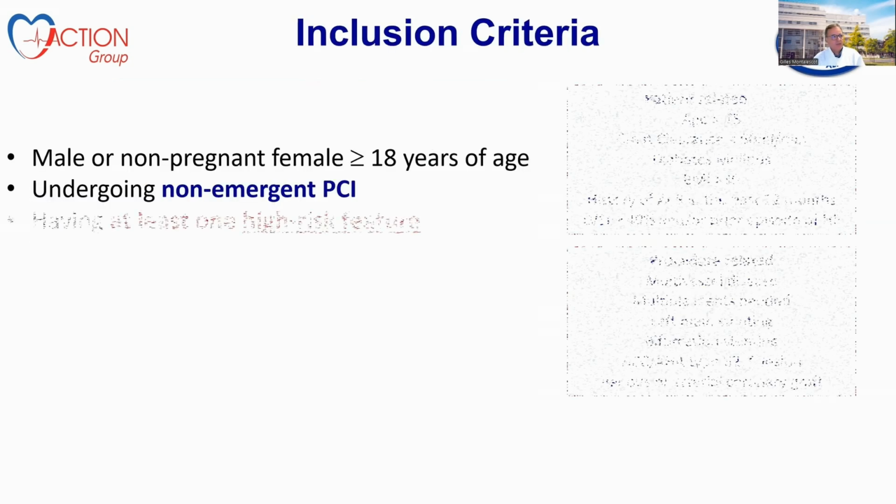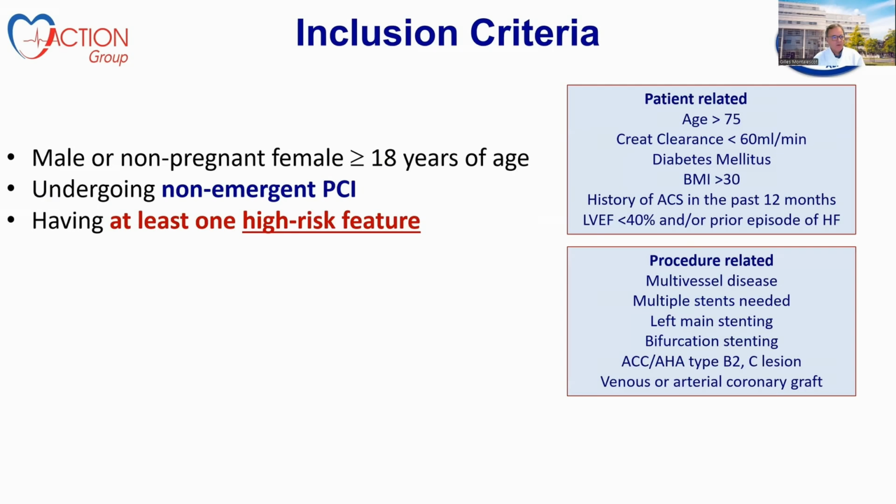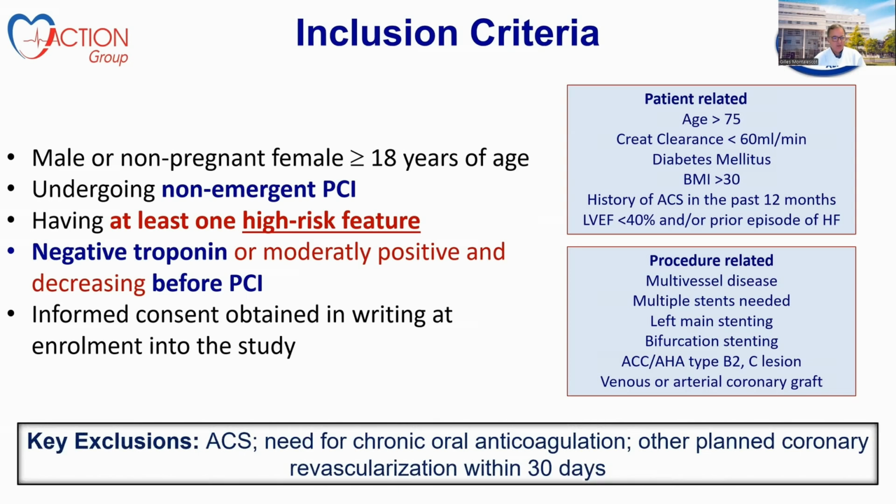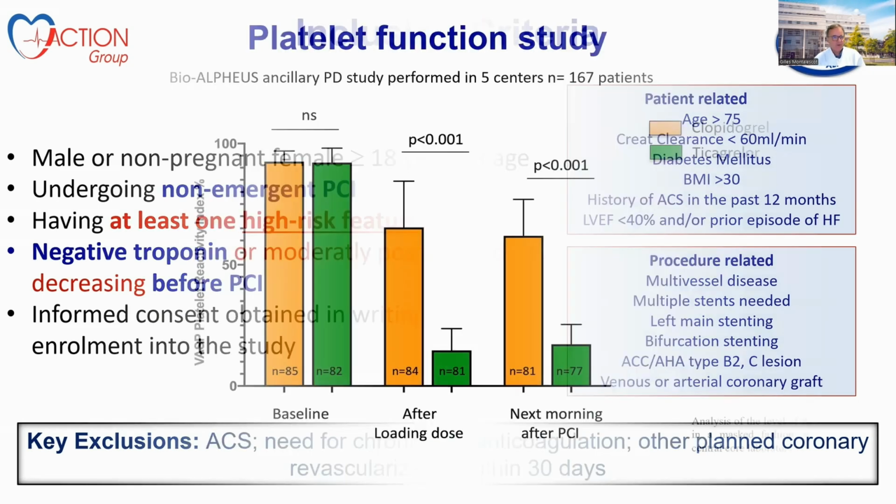The inclusion criteria were pretty simple: elective PCI with at least 1 high-risk feature, and you have a list of these high-risk features. They were either patient-related or procedure-related. So it was a procedure with a certain degree of risk for the patient. We had an informed consent signed by all the patients, of course, and we did not enroll patients on oral anticoagulation, and of course, nobody was with an ongoing ACS at the time of this PCI.